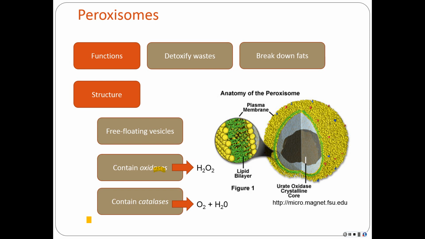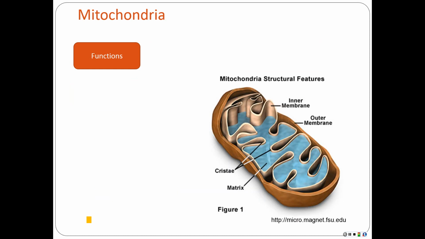Okay, so oxidases will break down the initial toxic product, producing hydrogen peroxide, but as soon as it's produced, there's a whole other set of protein enzymes in there called catalases that break the hydrogen peroxide down into oxygen and water, making it, obviously, not toxic. Okay, those are peroxisomes. Another important organelle that we'll study includes mitochondria.